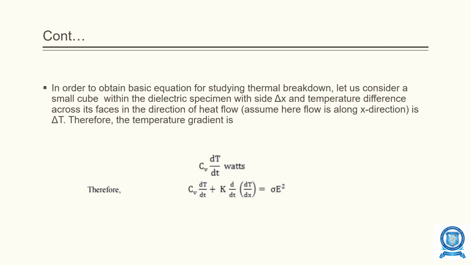For a temperature difference del T and the side del x, the temperature gradient is given by Cv dT by dt. Capital T represents the temperature and small t represents time, in watts. Therefore the expression becomes Cv dT by dt plus k times d by dx of dT by dx, which is equal to sigma E square.